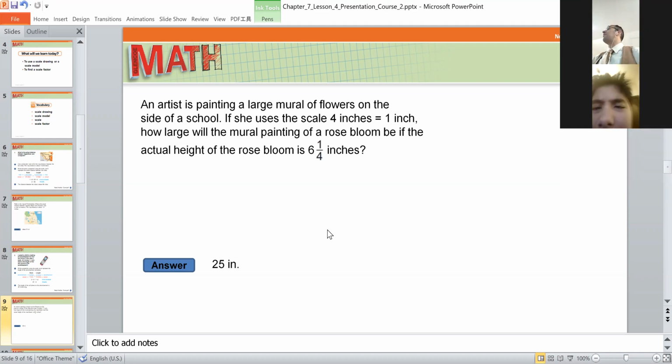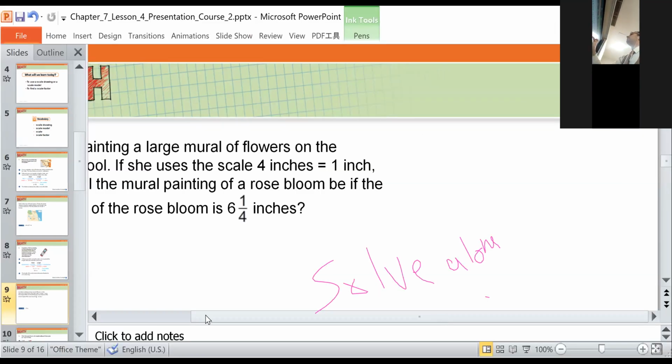Did you finish this example? Grade 7. Did you finish this example? Okay? So look with me what we'll make in this example. Look with me to this example, please. You understand this? Look with me how we can solve this example.